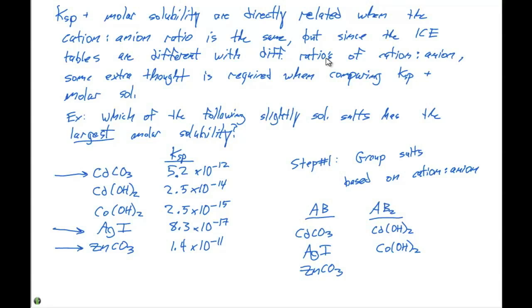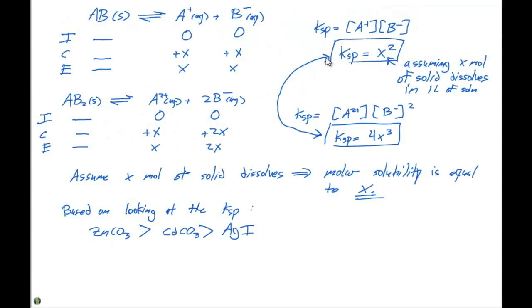We can also directly compare cadmium hydroxide and cobalt hydroxide. So at the end of the day, we can know just by looking at the KSPs, we can narrow it down to 2 particular compounds that we will have to do calculations with. So based on just looking at the KSP, the zinc carbonate solubility is going to be greater than the cadmium carbonate, which is going to be greater than the silver iodide. We also know that by looking at the KSP, that the cadmium hydroxide is going to have a greater molar solubility than the cobalt hydroxide.